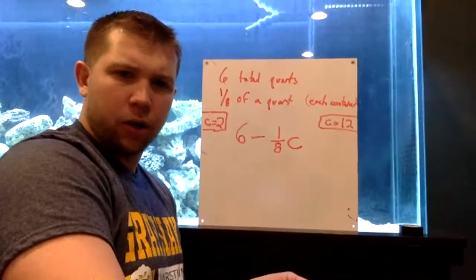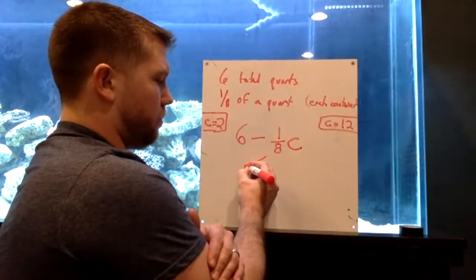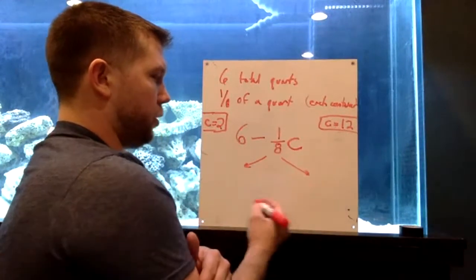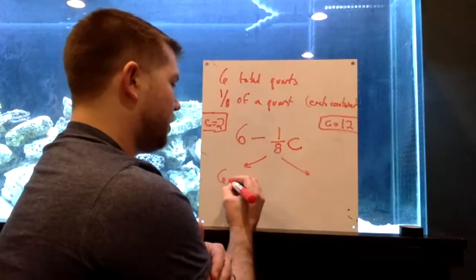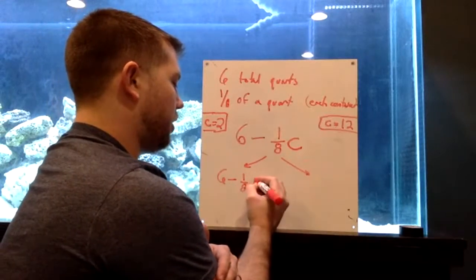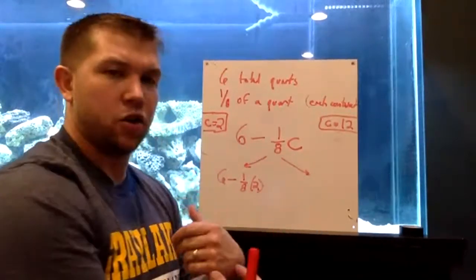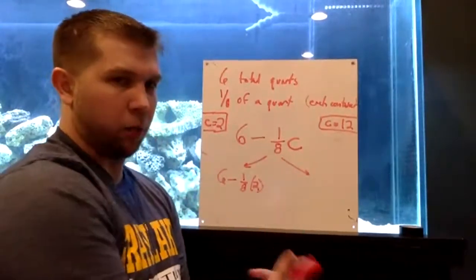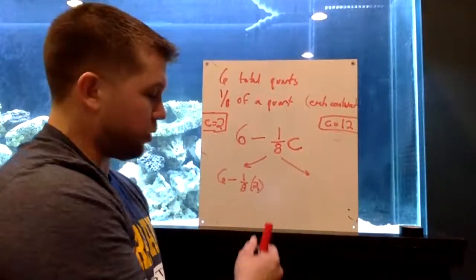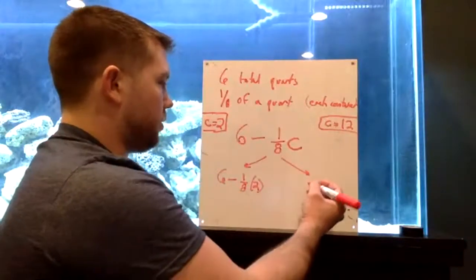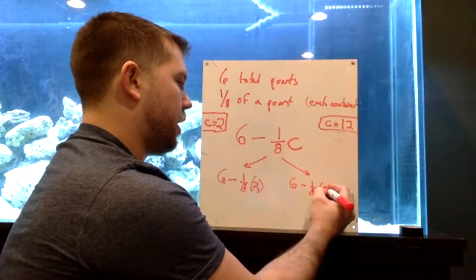Okay, so we'll do both equations. I'll do 1 over here, and I'll do 2 over here. I'm going to take this equation, and I'm going to plug in the value they give me. So 6 minus 1/8 times 2. And again, I'm putting things in parentheses like this just to show that I'm replacing the variable. I'm still going to multiply, but in this case, 2 is going to take the place of the variable. The other problem is 6 minus 1/8 times 12.